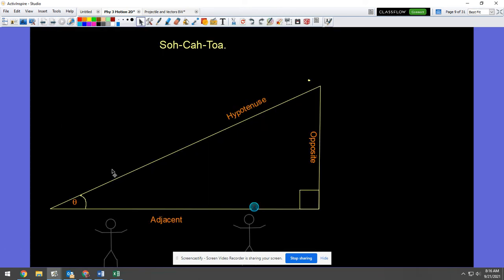And then how do we solve said calculations? With this thing called SOHCAHTOA. Hopefully you know what this is. Sine is the opposite over the hypotenuse. Cosine is the adjacent over the hypotenuse. Tangent, we never use it.